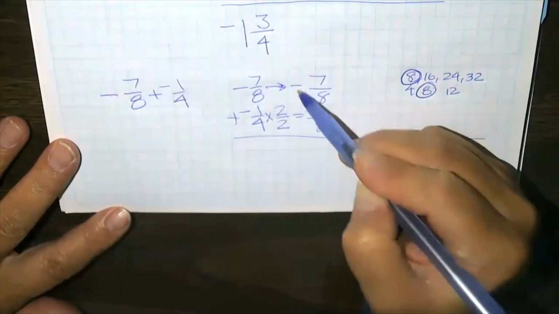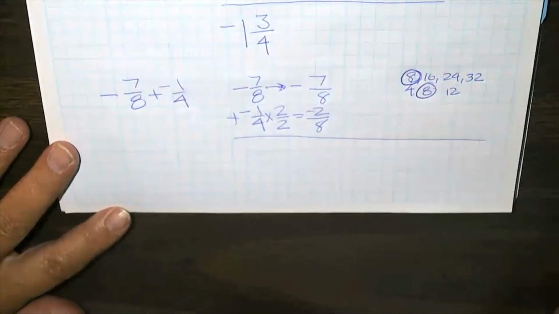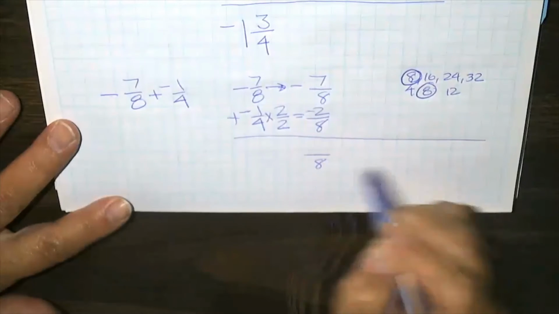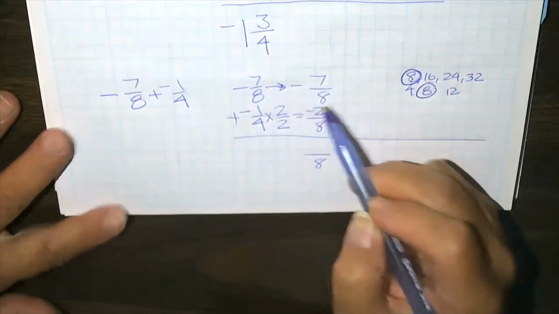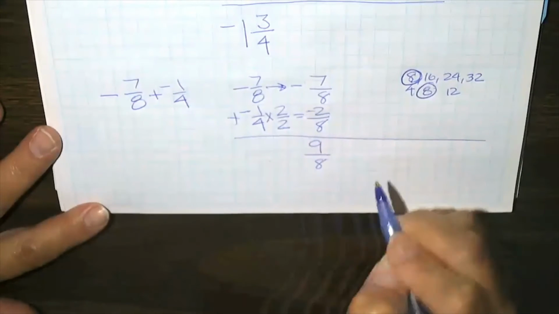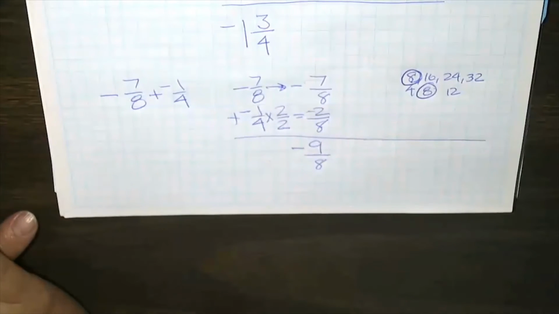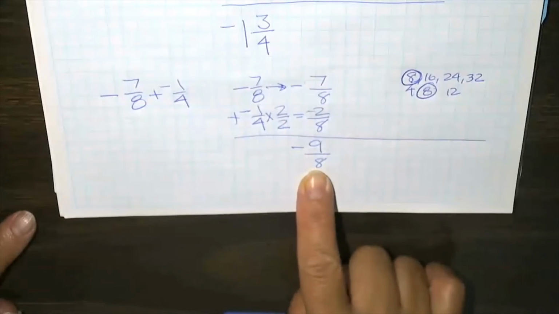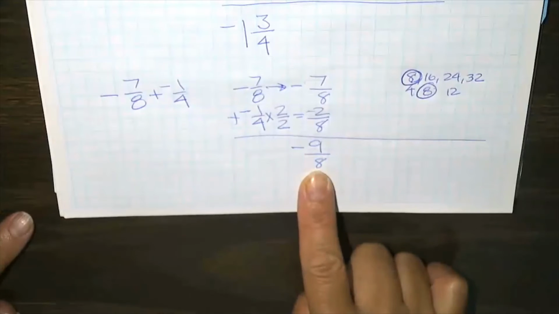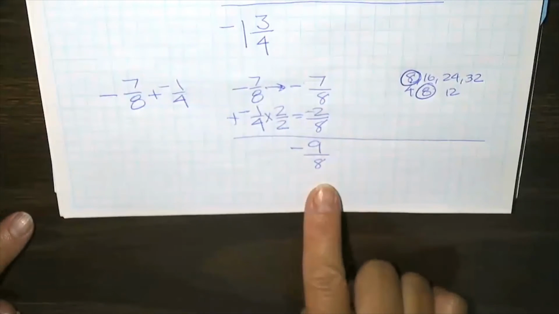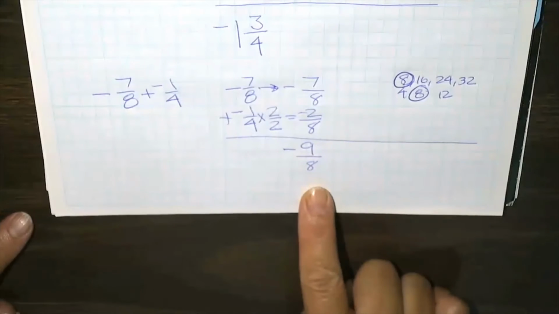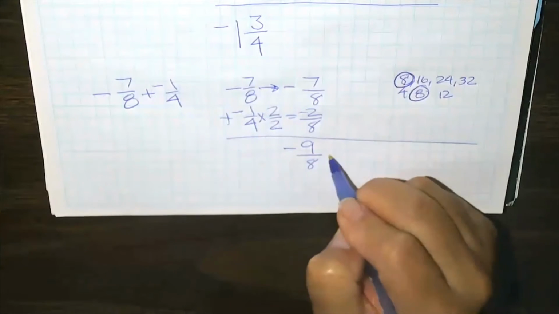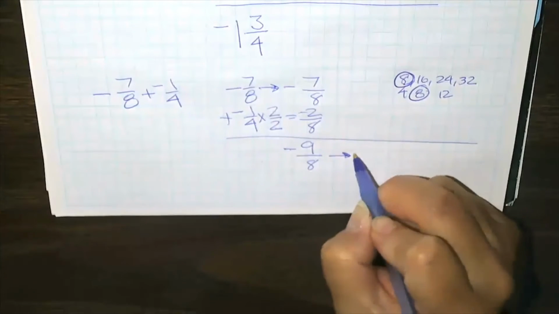My signs are the same. So I'm adding them. My common denominator comes down. My signs are the same, so I'm going to add them and keep the sign. Now, when you get into Algebra 1, leaving it as an improper fraction is okay. It's easier to work with this way. But for all practical purposes and this lesson, you are going to have to reduce this. So if this is negative, my answer is negative.